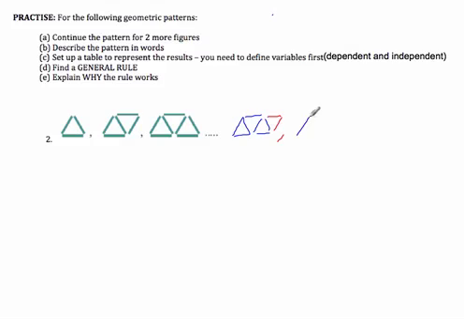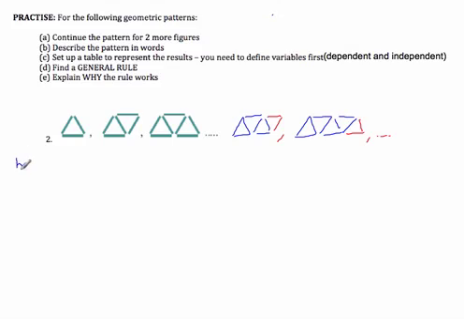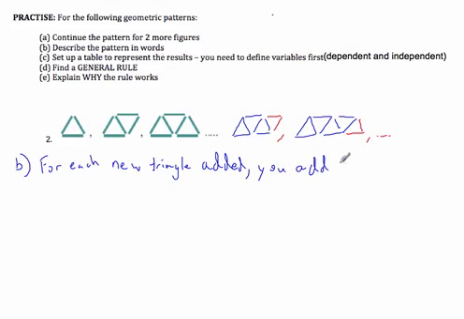So I'm going to add another figure to the pattern here. So I'm adding this, adding that, and my new bit is going to be 1 more triangle, but it's just adding 2 extra line segments. So those are the next 2 pictures in the pattern. And we'll describe the pattern in words. You could say for each new triangle added, you add 2 line segments, or matchsticks, or whatever we're talking about here.